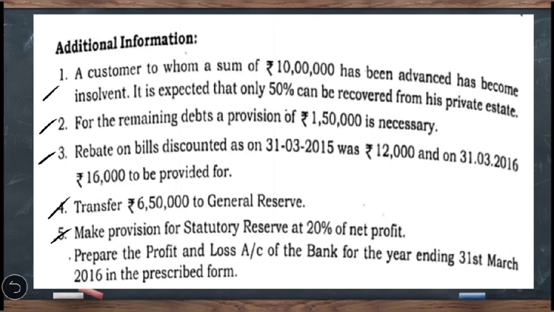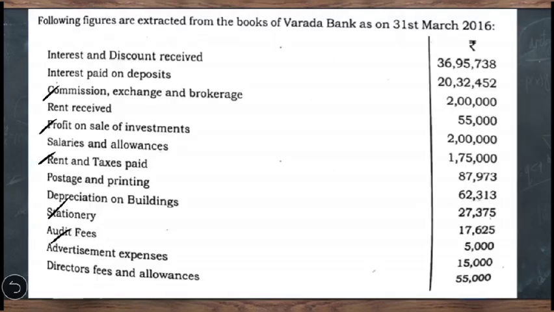Here also, just like the previous question, first we have to show all the relevant notes, then we will be taking the total of each note number to the profit and loss account. So now let's identify which item belongs to which note number. Next item, interest paid on deposits. So here the bank is paying the interest on deposits to the customer, so it comes in note number 15, that is interest expended.